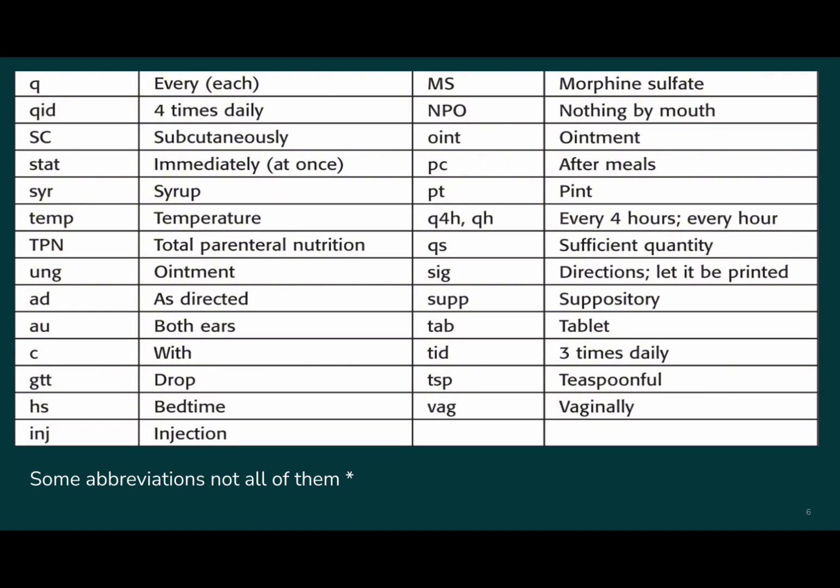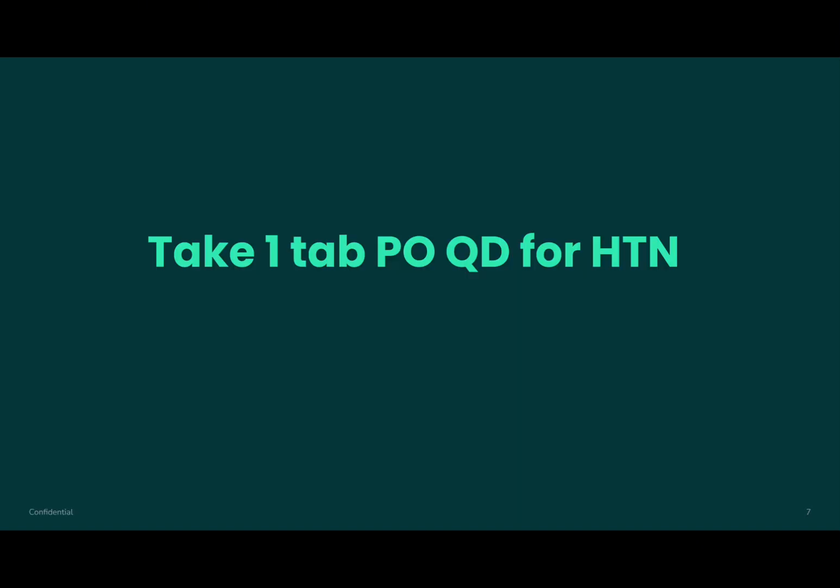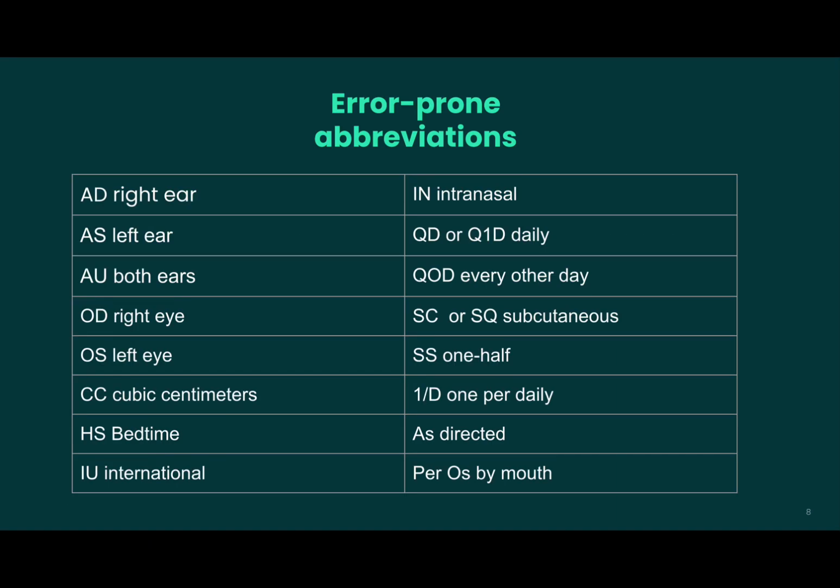Here is an example of a SIG. Take 1 tablet by mouth every day for hypertension. You need to be able to look at this and be able to break it down with the instructions I gave earlier: the action word, the quantity of units, a route of administration, and the dosing frequency. And then we'll go over some practice problems with these at the end of the video.